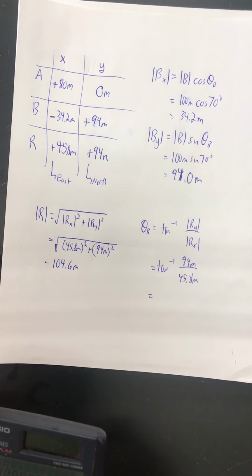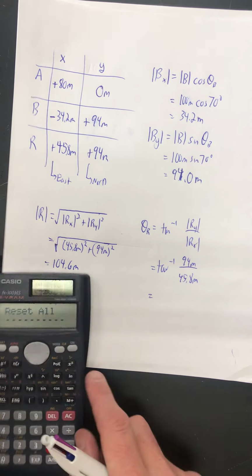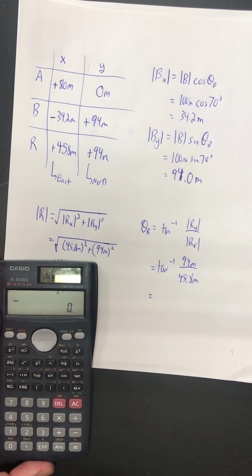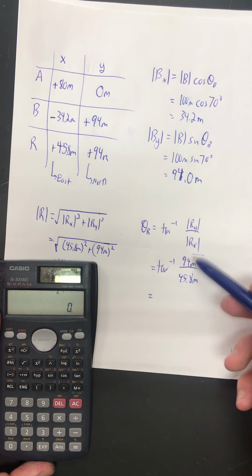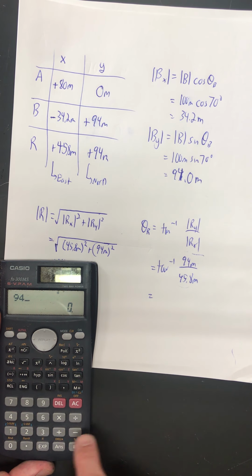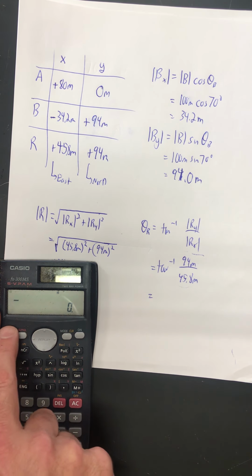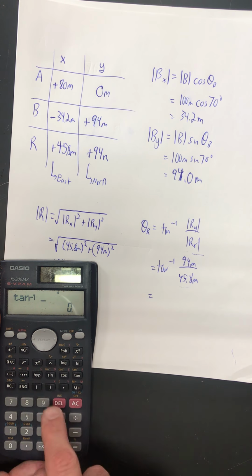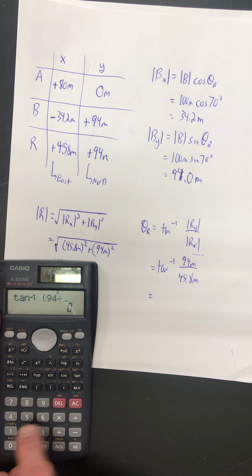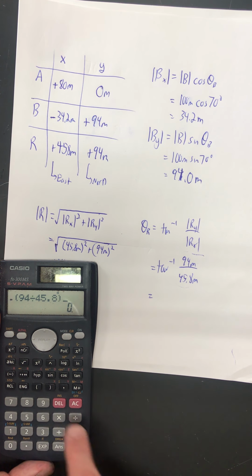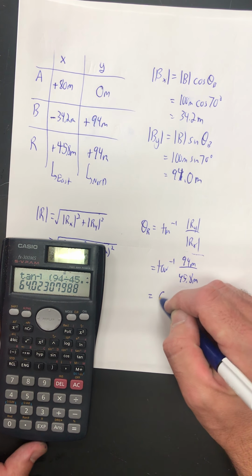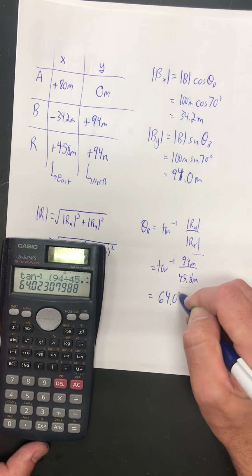Oh, I'm sorry, the mode on the calculator got changed, because that was weird. There's clear all. Okay, let's try that again. Because I'm expecting, by the way, some angle between 0 and 90, and it should be greater than 45, just looking at our picture. So second tangent, let's try this again, 94 divided by 45.8. I probably was doing, yep, my parentheses. That was my problem. So 64.0 degrees.